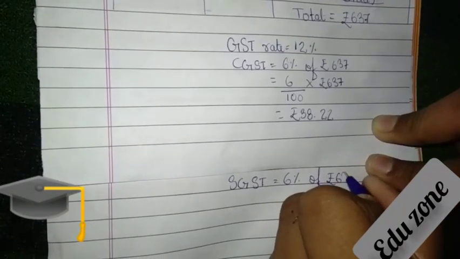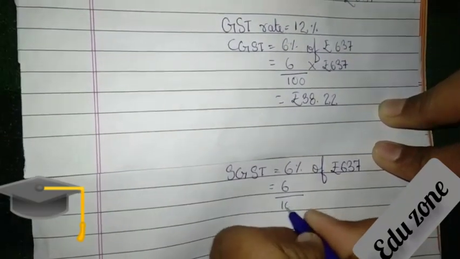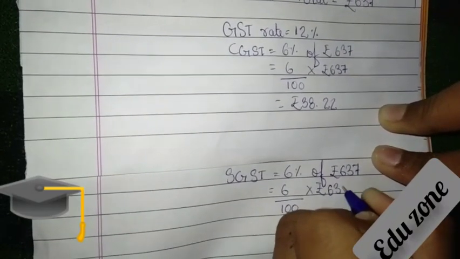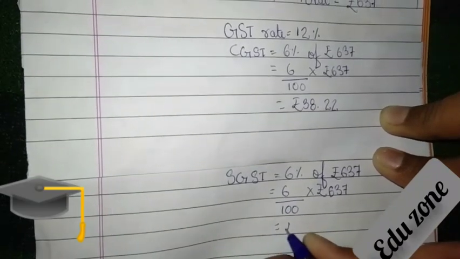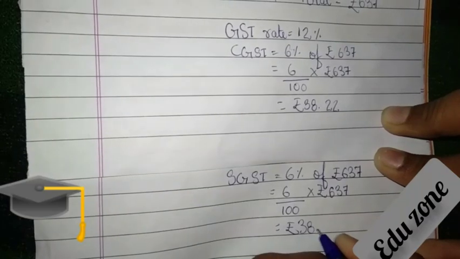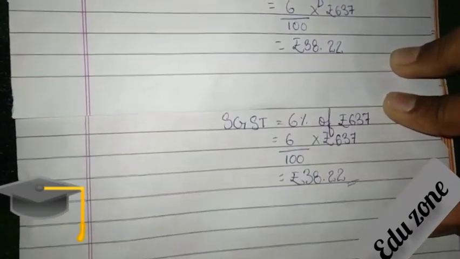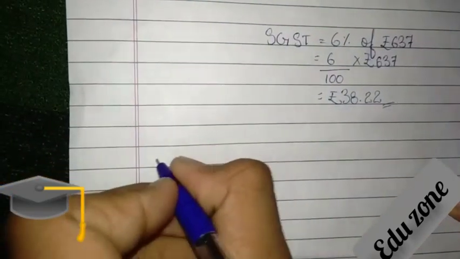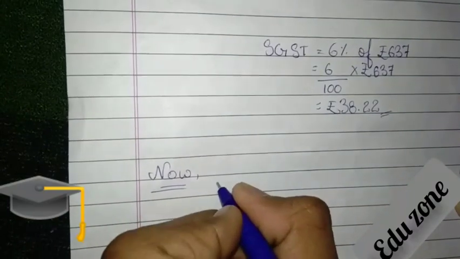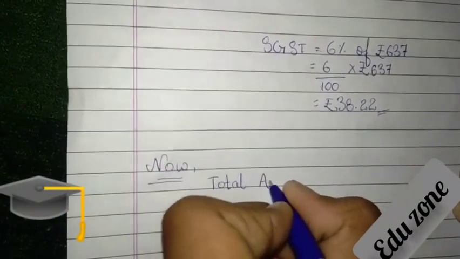And since the rate of both CGST and SGST is the same, it is a simple thing that SGST will also be the same. But according to your ICSE guidelines, you must solve both CGST and SGST separately. You cannot write that CGST is equal to SGST is equal to whatever. Okay, so you must solve both CGST and SGST separately, even if you know that the answer will come the same, you must still solve it.